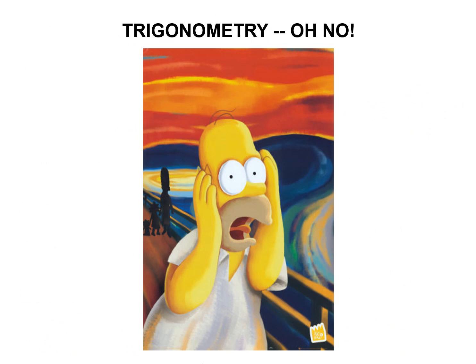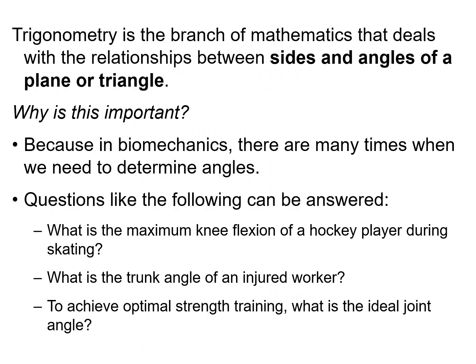All right, so now we're going to do a bit of trigonometry. I know, it's fun. Homer is having so much fun. Trigonometry is a branch of mathematics that deals with the relationship between sides and angles of a plane or triangle. This is important, especially when we start looking at some of the physics we're going to do here.